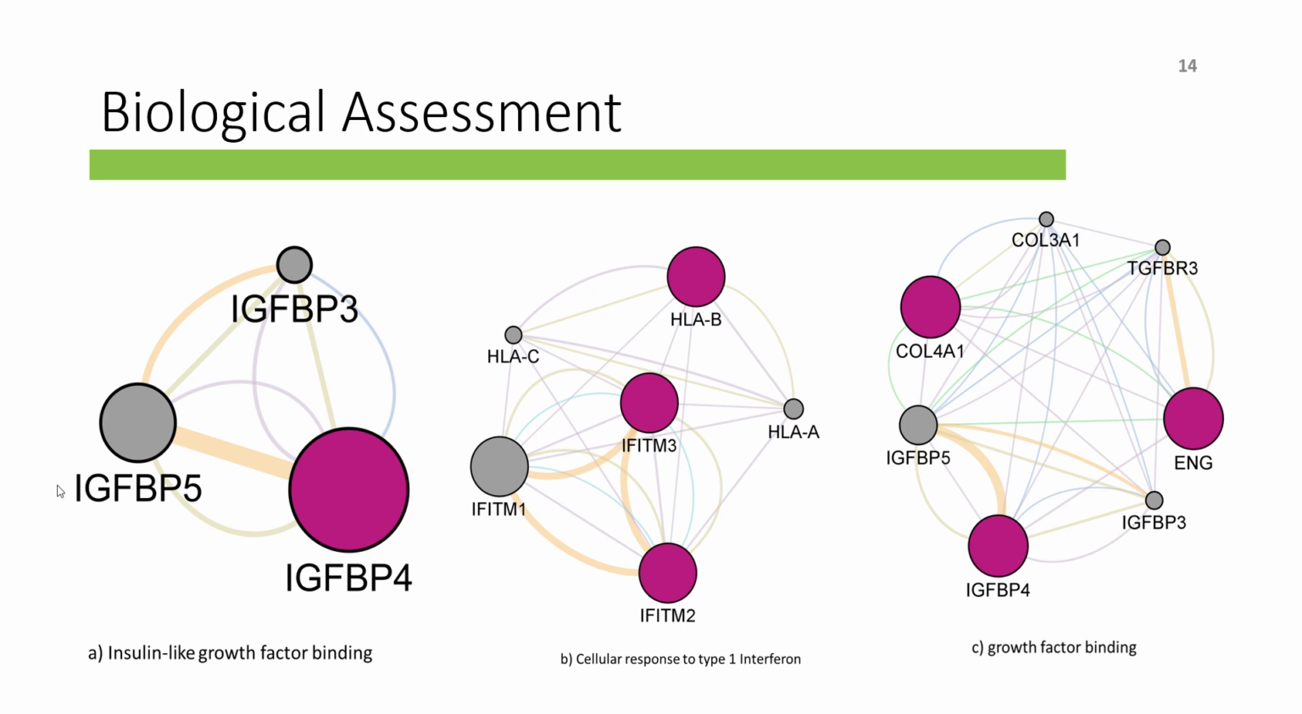The first subnetwork is insulin-like growth factor binding. The second one is cellular response to type 1 interferon, and the last one is growth factor binding. All of these subnetworks show genes that have key roles in cellular response to immune responses.